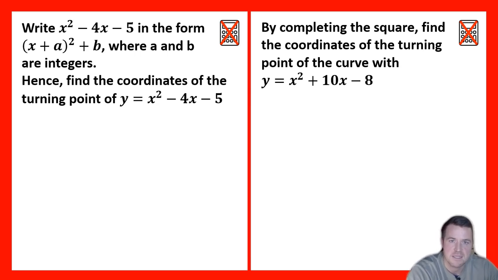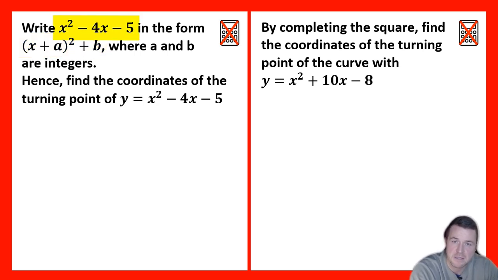Completing the square is a method used to solve quadratic equations, rewrite quadratic expressions in vertex form, and find the turning point, which is also known as the vertex, the stationary point, or the maximum or minimum point of a parabola. Completing the square is in the form of (x + a)^2 + b.